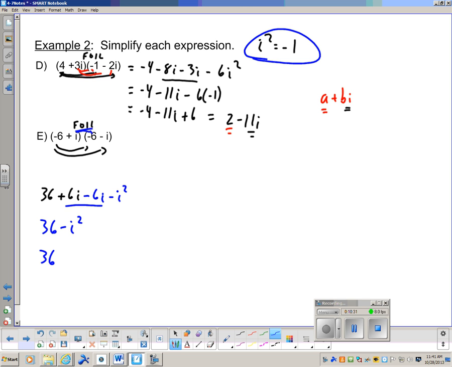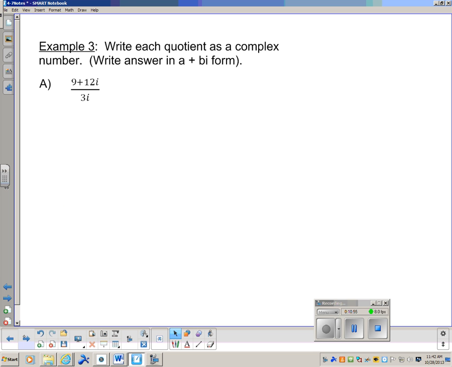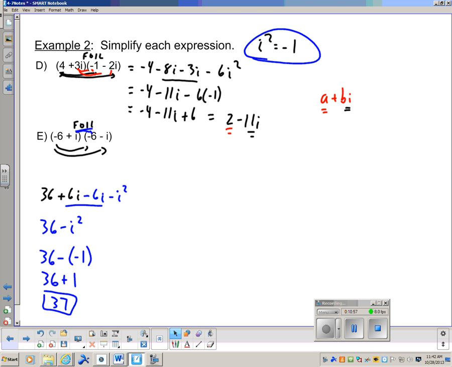So I'm going to replace that i squared with negative 1. And so I got 36 minus a negative 1 becomes 36 plus 1. And 36 plus 1 just gives me 37. So there it is. You don't need to put down plus 0i unless you really want to. But there it is, 37. So we're going to stop there for now and have you work on some of that 4-7 worksheet.